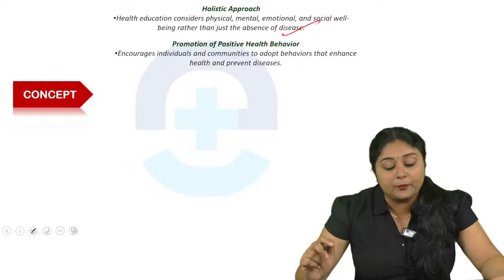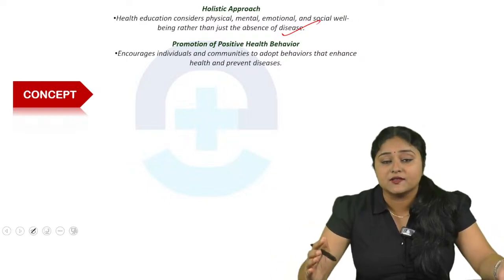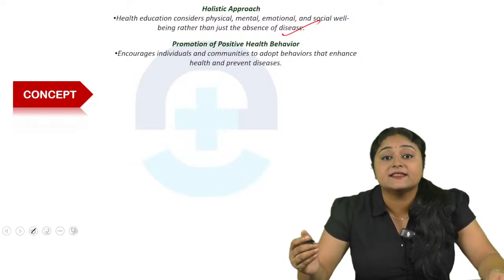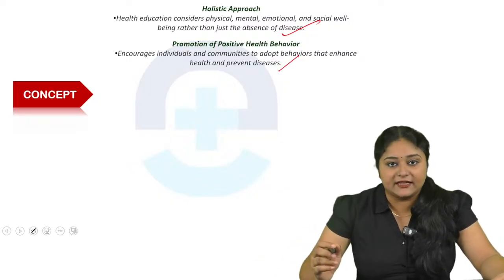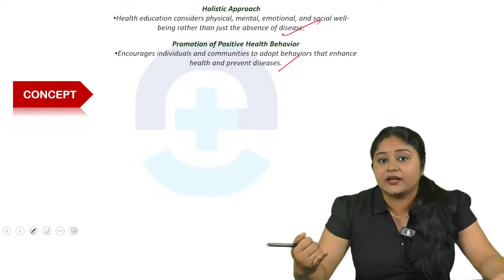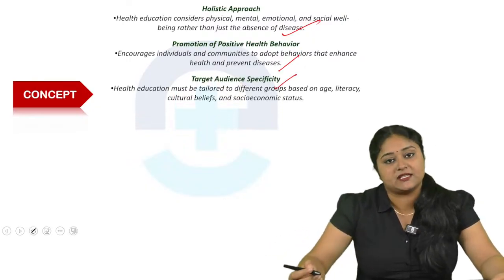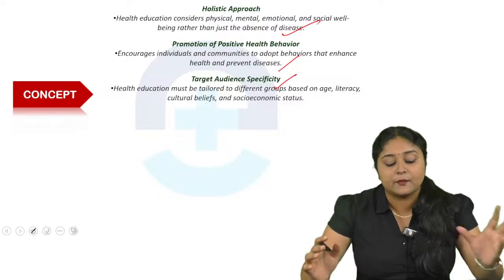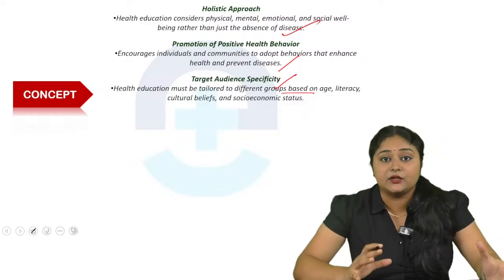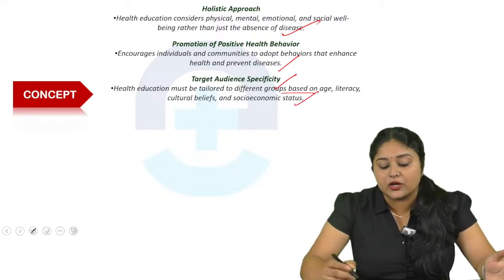Next is promotion of positive health behavior. We have to encourage individuals in hospital as well as community settings to adopt behaviors which enhance health and prevent diseases. As example, lifestyle changes. Next one is healthy diet, regular exercise, proper sleeping pattern, everything. Next one is target audience specificity. So what is this? Health education must be tailored for different groups, and it should be based on age, literacy, cultural beliefs and socio-economic status.